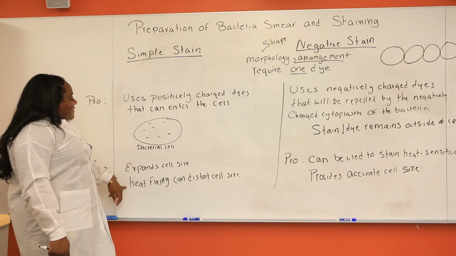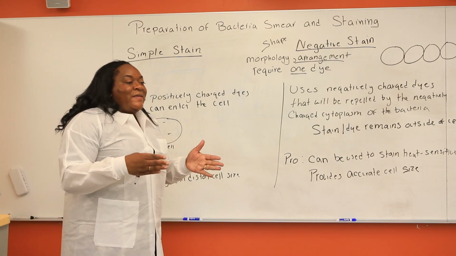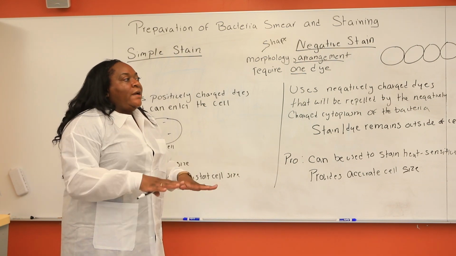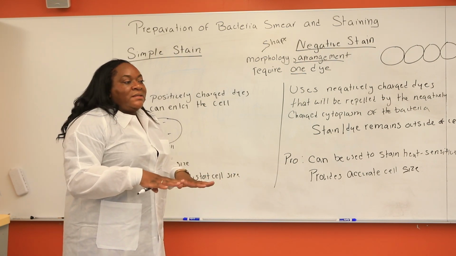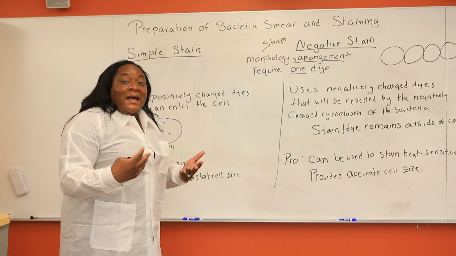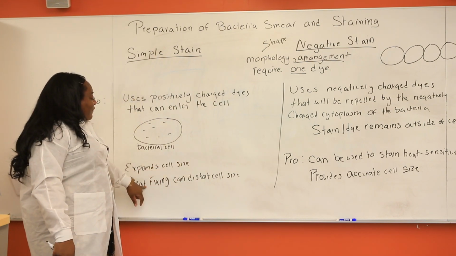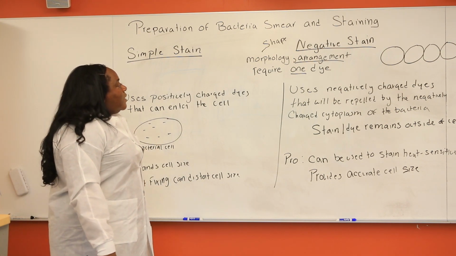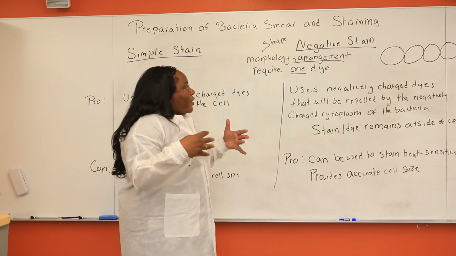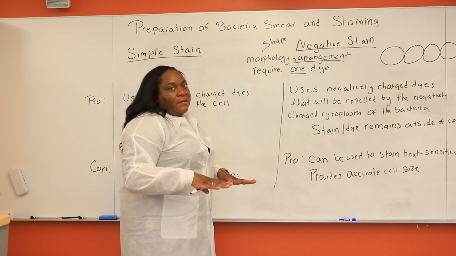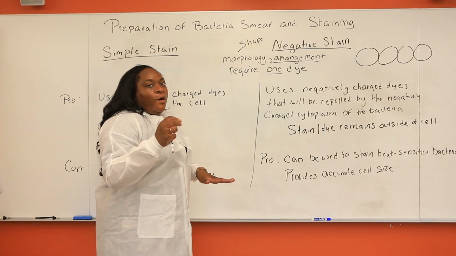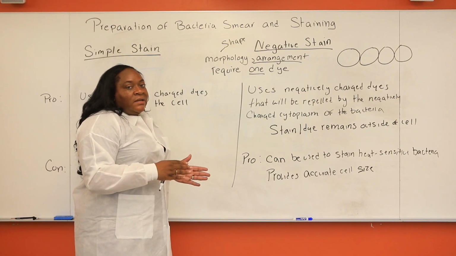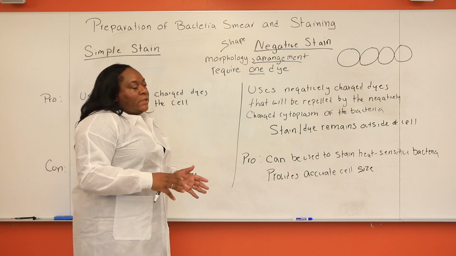Something else for simple stain is that there's a technique that's involved called heat fixing. Heat fixing helps to adhere the bacterial cells to the slide, especially if you want to preserve the slide. And heat fixing, because you're applying heat, can distort the cell size, okay? And heat fixing also, and I'll go over this again, actually kills the cells. But you don't want to overheat fix, because you don't want to lyse or rupture the cells. You want the cells to be intact, or it's going to defeat the purpose of staining.